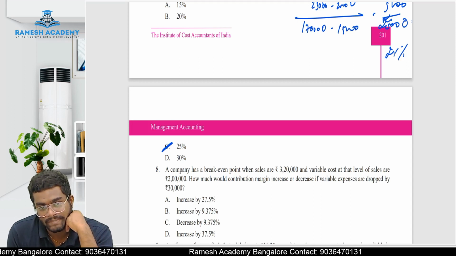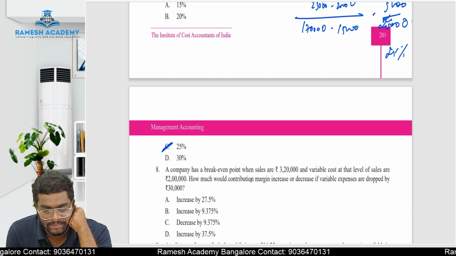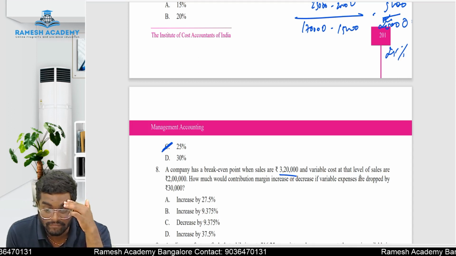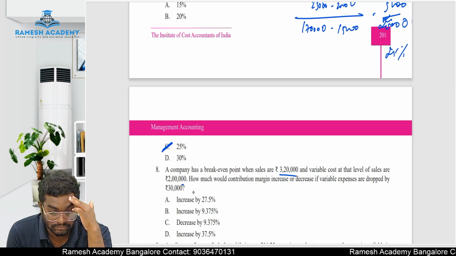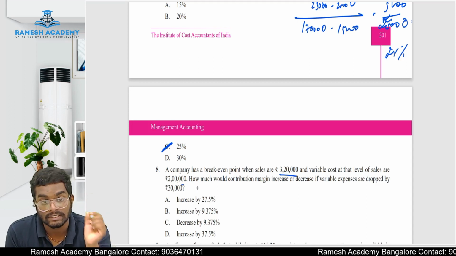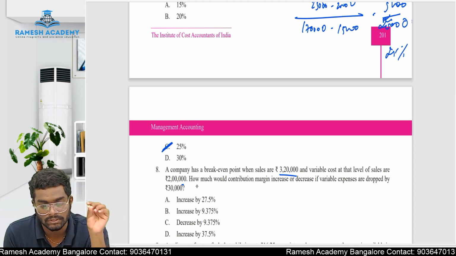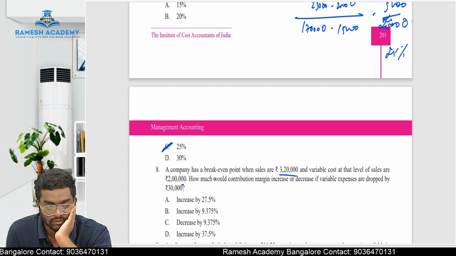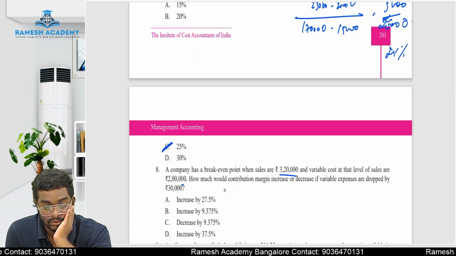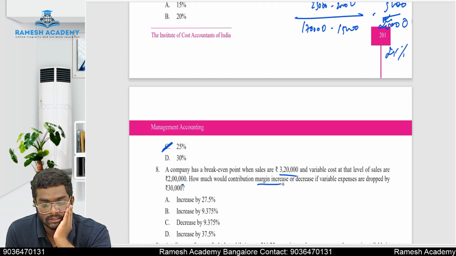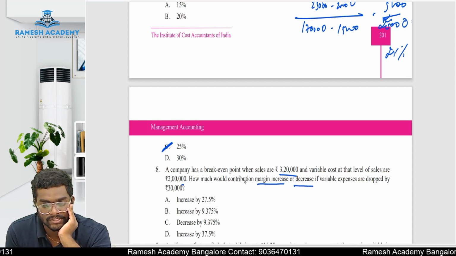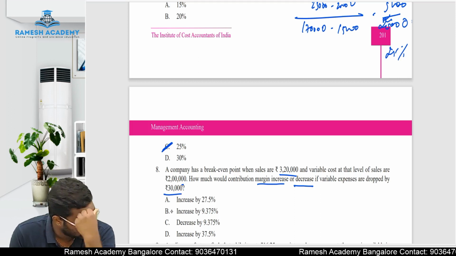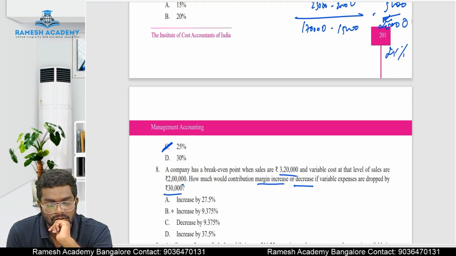So the 8th question is a bit tricky. Please analyze. The company has a break-even point when sales is 3,20,000, which means no profit, no loss, and the variable cost at this level of sales is 2 lakh. So my contribution is 1,20,000, but at break even, which means no profit, no loss, whatever the contribution, that will be the fixed cost. How much would the contribution margin increase or decrease if the variable expenses are dropped by 30,000? So if the variable expense is dropped by 30,000, what is the increase in the PV ratio percentage?